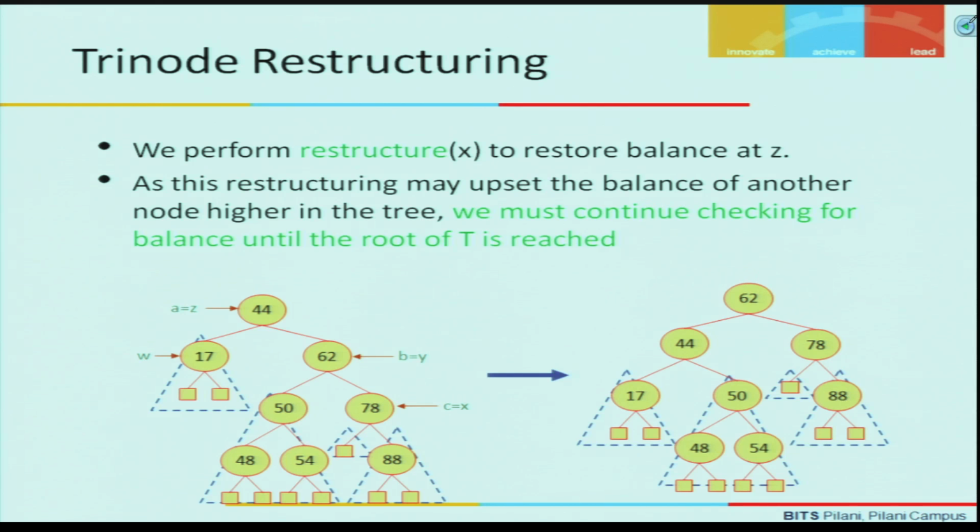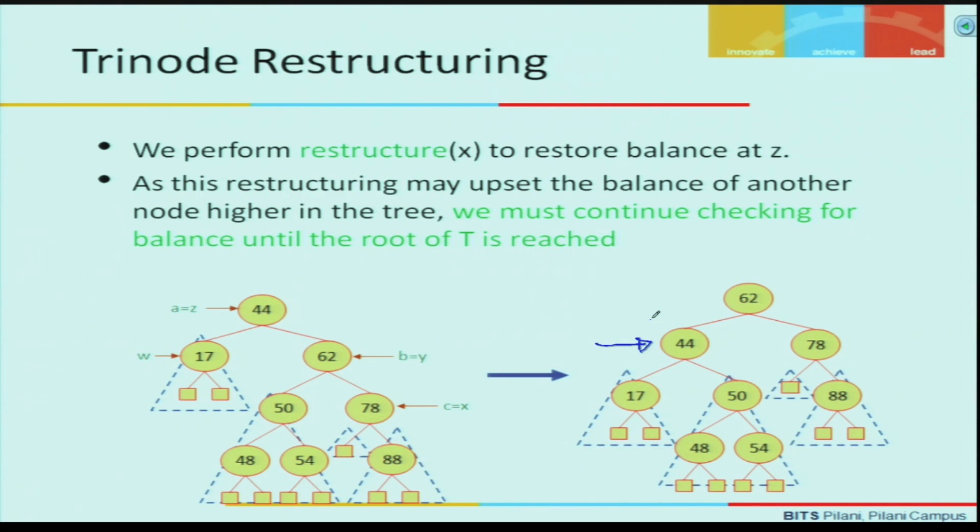Once you do this, unlike insertion, this restructuring may upset the balance of another node which is higher in the tree. So, we must continue checking for balance until the root of the T is reached. So, we will check once more. Once we have restructured at this particular stage, we will again go higher and check at the root whether the property is satisfied or not.